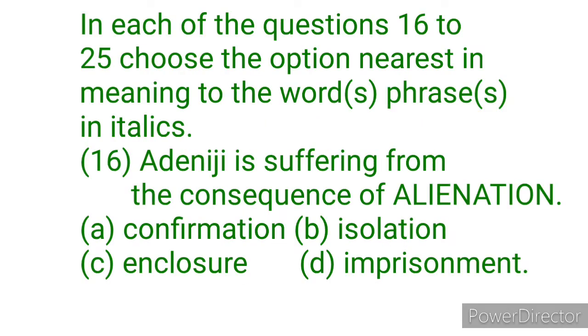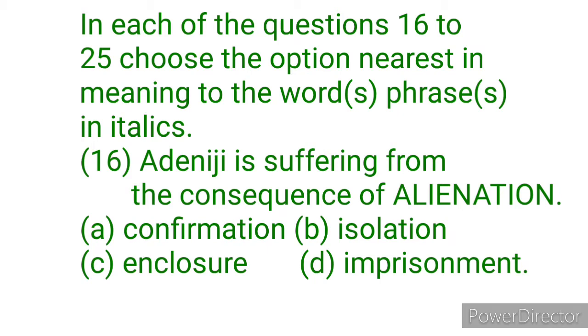Now let's look at question 16. Adeniji is suffering from the consequence of alienation. We have option A, confirmation, B, isolation, C, enclosure, and D, imprisonment. Choose amongst the options the word that is closest in meaning to the word alienation. And the word alienation means to be kept away from others. To be away from others, to be alone.